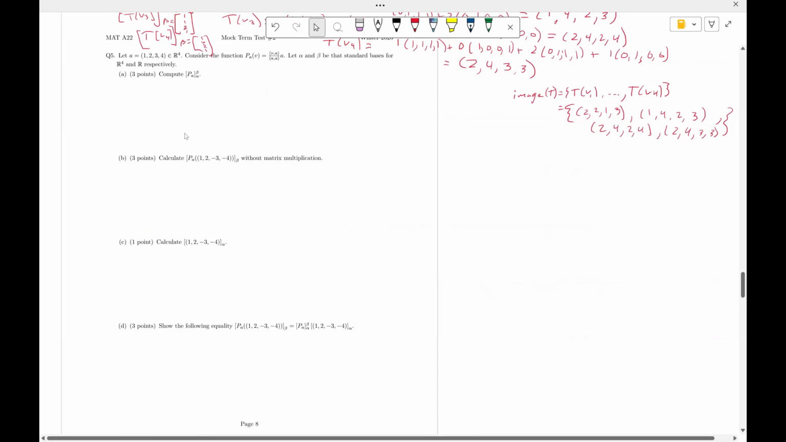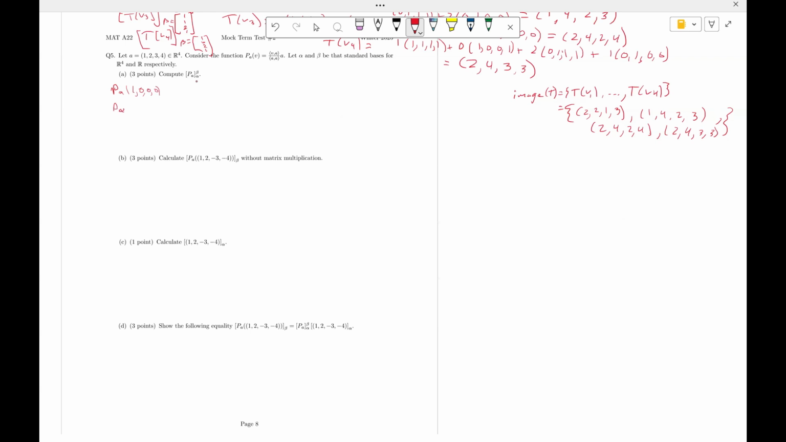In question 5, we have alpha being, or A being, 1, 2, 3, 4, and we're having projection onto A. We let alpha and beta be the standard basis respectively for R4 and R. Now we want to compute what P alpha of A, or P of A alpha to beta. So what we're looking at here is what is P A applied to 1, 0, 0, 0?